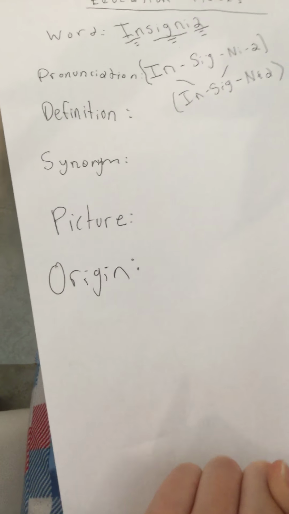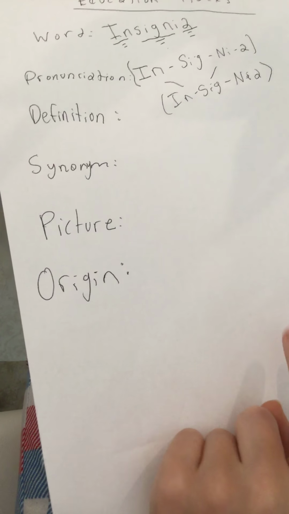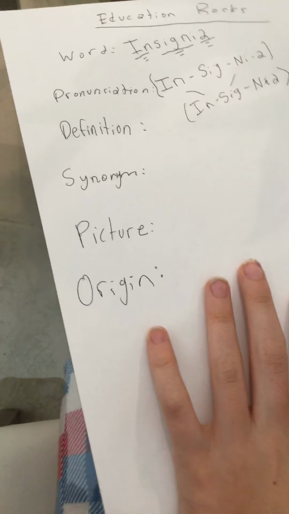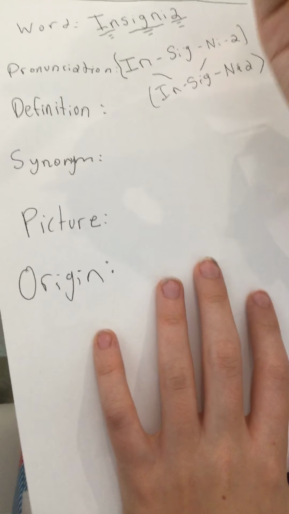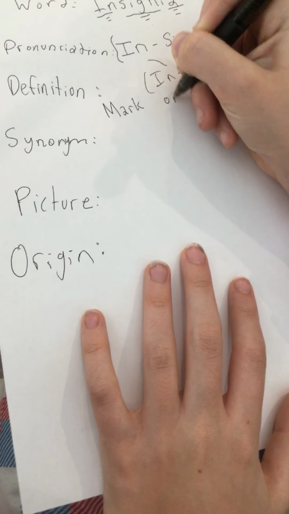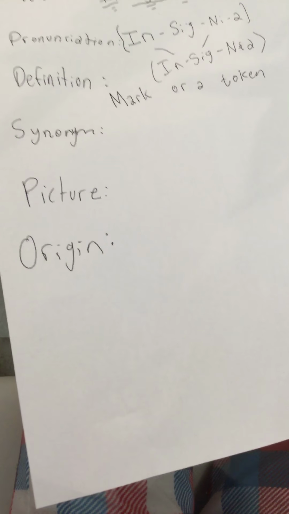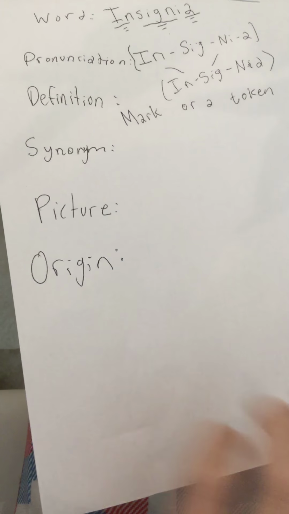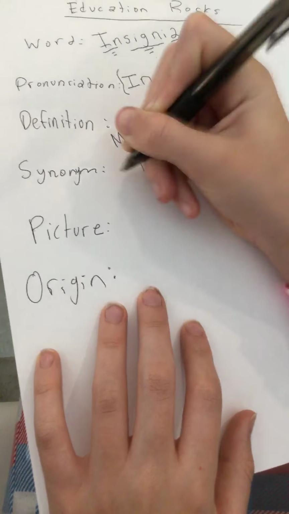Now for the synonym. Oops, I skipped definition. That's the most important part. How did I forget that? So the definition for insignia is a mark or a token of something. So I'm just going to write mark or token so you remember if it's yours. It's just a mark. So a synonym would be a mark.